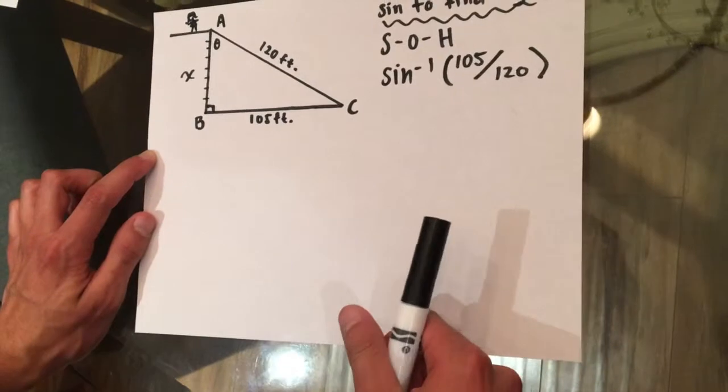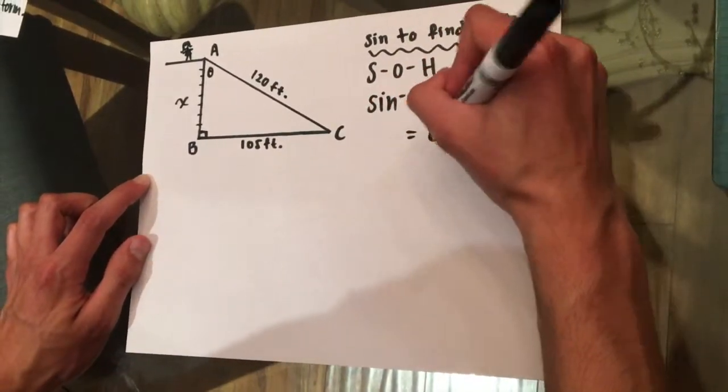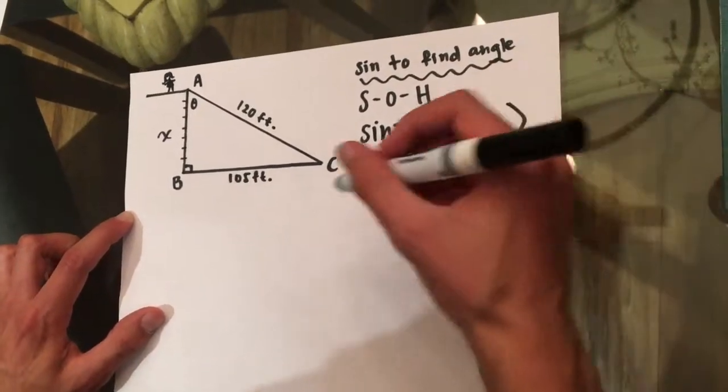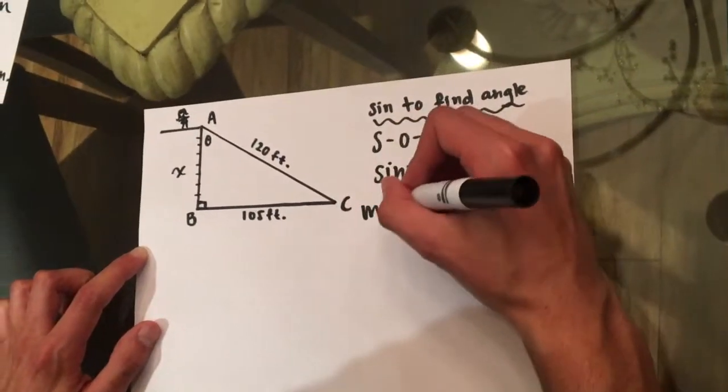When you plug this into your calculator, you will get 61.04. And since you're solving for an angle, that will be in degrees, and that will be your measure of angle A.